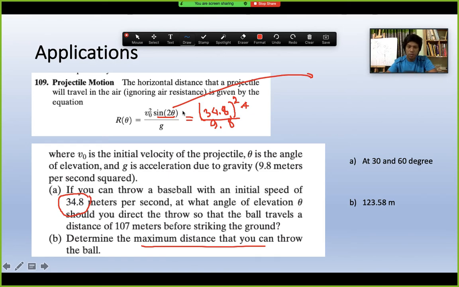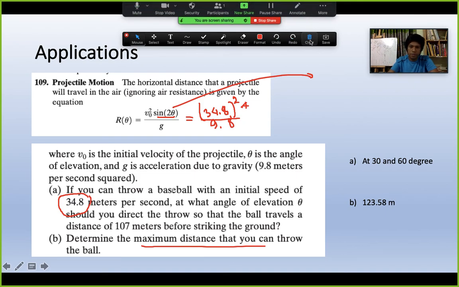And if we do the calculation, 34.8 whole squared divided by 9.8, our answer is 123.5755 etc. So we have approximated it to 2 decimal places. Okay, so this way we can solve this math.